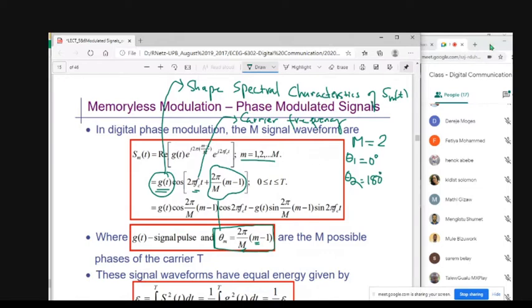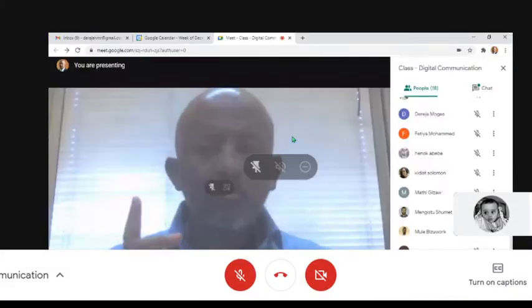Okay, so what are we saying here? So we'll have two possible phase shifts.